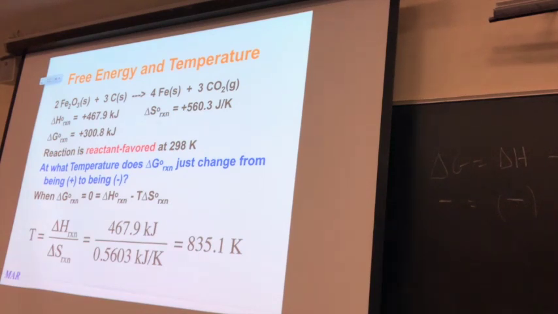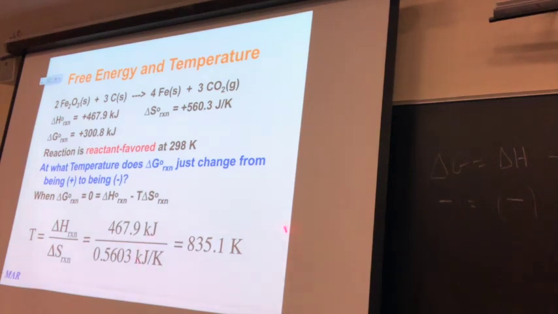Any questions on that? This system works awesome when delta H and delta S are the same sign, all right? Because if they're both the same sign, then that means that one of them, in this case entropy, wants the reaction to go, and delta H, the other one, doesn't want it to go. If they're both negative, then delta H would want it to go and delta S wouldn't.